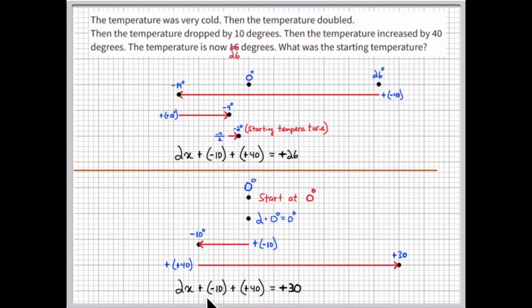So 2x, then this is the temperature dropping by 10 degrees. Then the temperature increases by 40 degrees. This is a total of 30 degrees. So now you have 2x plus 30 equals 30. Take away the 30 or add negative 30 to both sides. 2x has to equal 0. That means x has to equal 0.